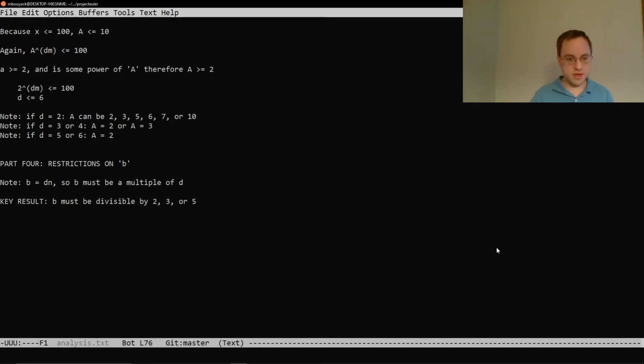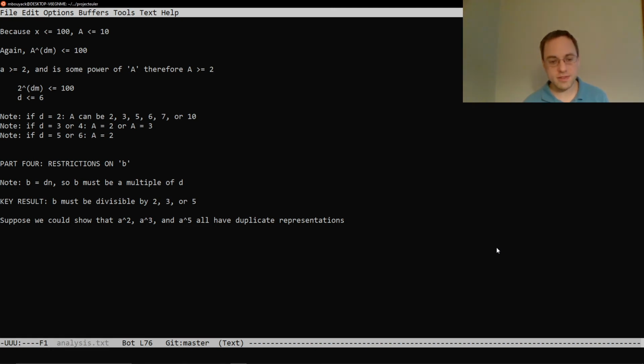Now this has important implications because let's suppose that we could show that a squared, a cubed, and a to the fifth all have duplicate representations. That would mean that all values divisible by 2, 3, or 5 less than or equal to 100 would have duplicate representations. Again, this is going back to very early in our analysis when we were showing that we could just take the nth power of both sides. And so let's suppose that we actually were able to show that. How would we go about counting the number of values of that form?